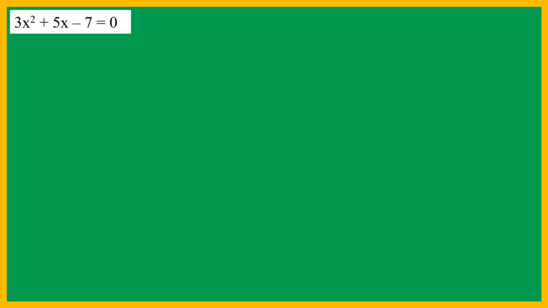Next, let us try to have the last example. So we have here 3x squared plus 5x minus 7. As you can see, hindi pa siya naka-written in the form x squared plus bx equals c. So kailangan muna natin siyang isulat in this form. Kailangan nating ilipat yung negative 7 sa kabilang side, so we add positive 7 on both sides.